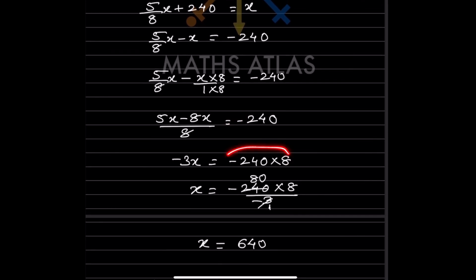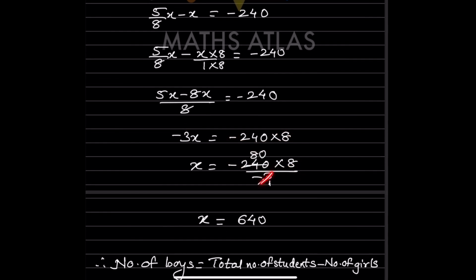So x is going to be, this thing will be here. But now this is actually multiplication, so minus 3 will go in the denominator. When you simplify this one, this is going to be 80, and 8 8s are 64. That is going to be minus 640, and here is minus 1. So minus and minus, when you have division, minus divided by minus becomes plus. So you get x as 640.